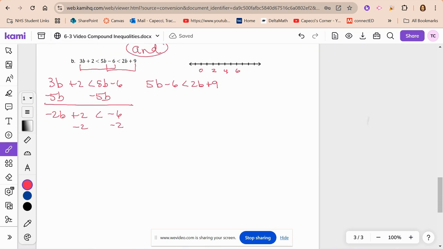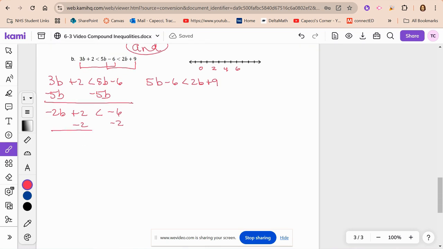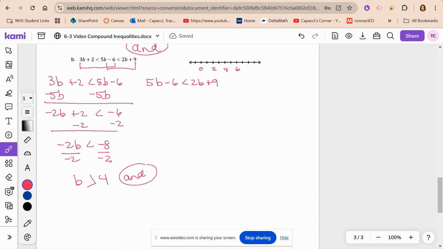Again, I'm trying to get b by itself. I'm going to subtract 2. So I have negative 2b is less than negative 8. I'm going to divide by negative 2. Now, again, I divided by a negative number, so I'm going to change the direction of the sign. So I have b is greater than 4. And I'm going to write the word and so I don't forget.